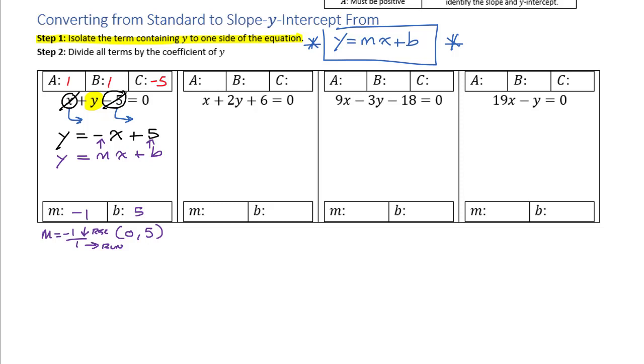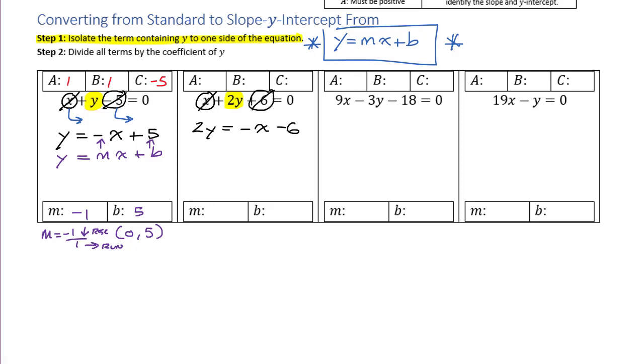Okay, so that one was pretty easy, and you might think, well, I don't really need to convert it. I can just figure it out by looking at it, but we have to be a little more careful. That was only one step. Let's do one that has 2 steps. All right, so step 1, isolate the term containing the y to one side. So there's the term that has the y. Let's leave that alone, 2y, and let's move the x, so we have to do the opposite, subtract the x, so it's a negative x, and subtract the positive 6, so it's a negative 6.